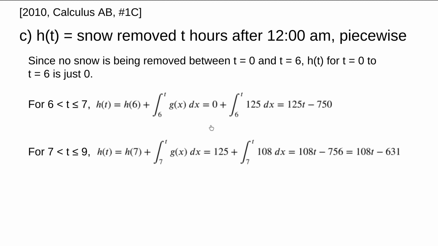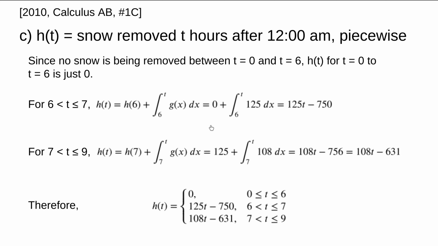So that's our h of 7 plus the integral from 7 to t of 108 dx. Well, okay, 108t minus whatever 108 times 7 is. It's apparently 756. And then we add back the 125 from before, and we have 108t minus 631.